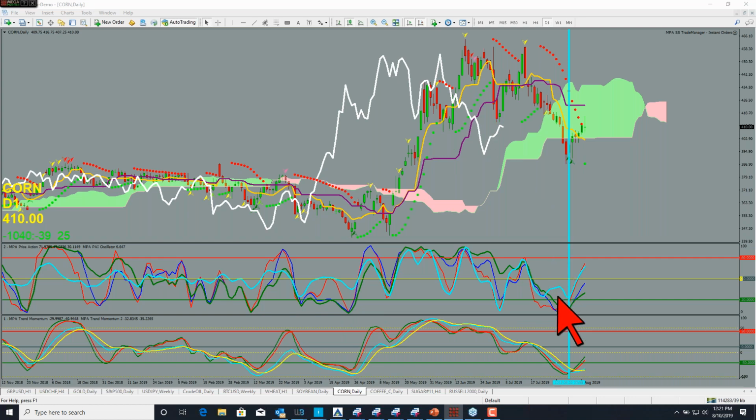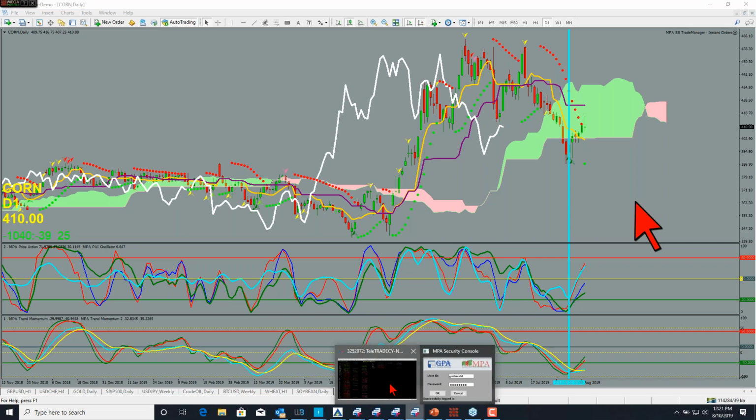And then what? The daily's likely to start slingshotting back down again currently because the weekly is down, where earlier the weekly was up. That's why the daily went over and slingshotted higher and higher here. Now the daily is going to start slingshotting lower and lower. Again, you can anticipate that well in advance.